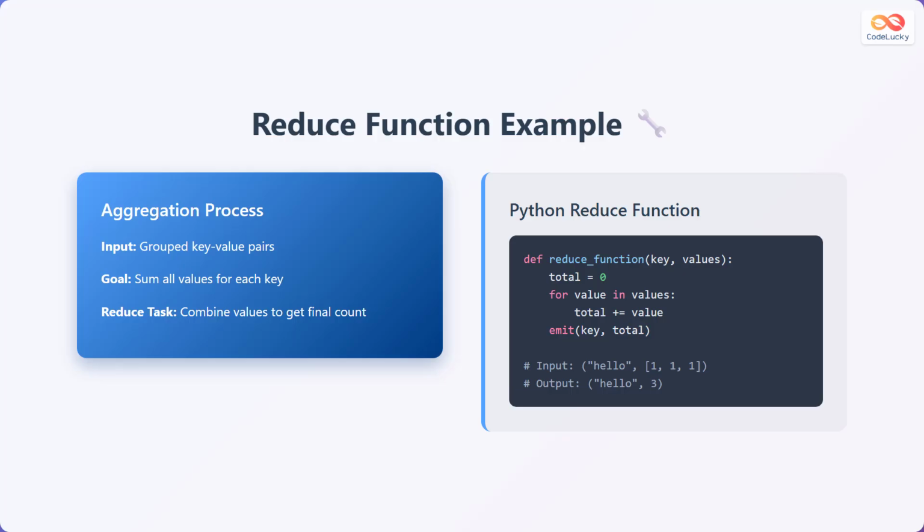def reduce_function(key, values): total = 0; for value in values: total += value; emit(key, total). For the input hello, (1, 1, 1), the output is (hello, 3).